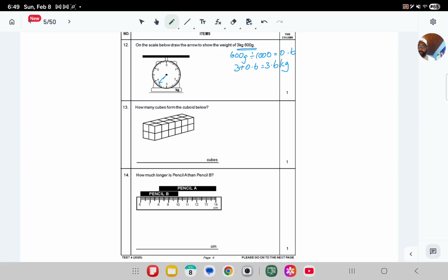Alright, how many cubes form the cuboid below? So we have 1, 2, 3, 4, 5, 6, 7, 8, 9, 10, 11, 12 on top. And we know it's the same underneath, so 12 by 2 is 24.